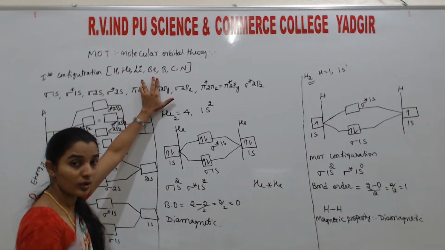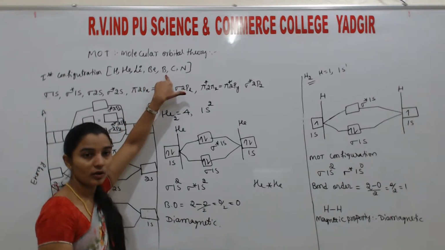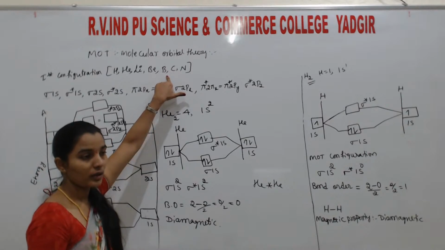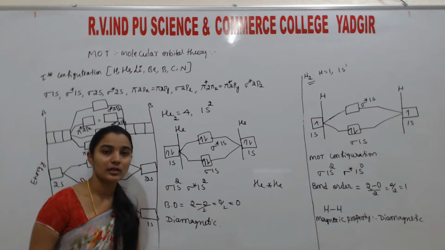Lithium, beryllium, boron, try it yourself, because this one consists of a 2s orbital, this one is 2p. I can see whether you can do it or not. Okay, the remaining molecules we will discuss in the next class. Thank you.